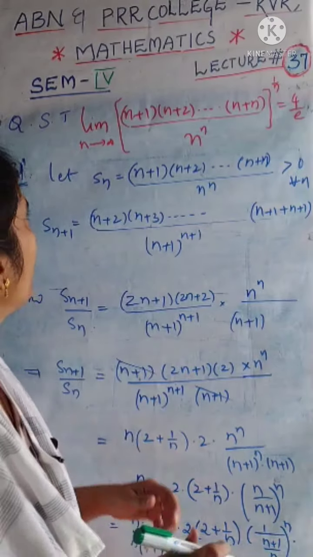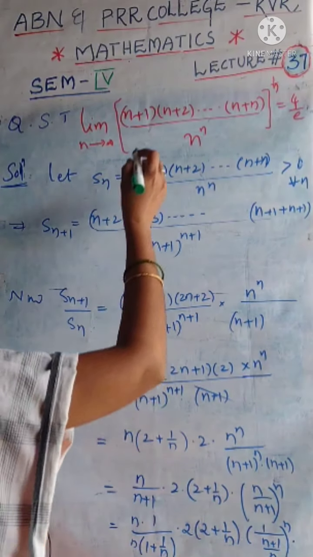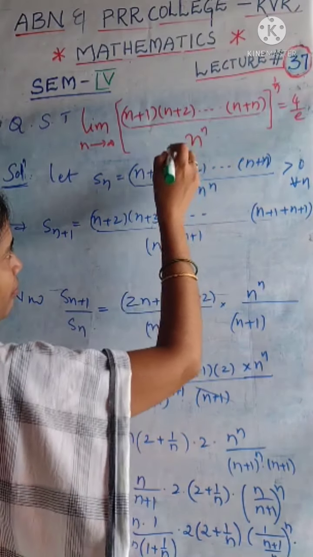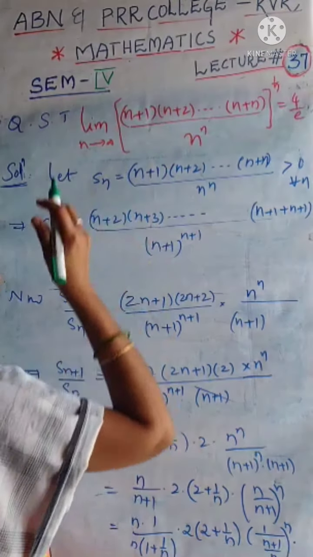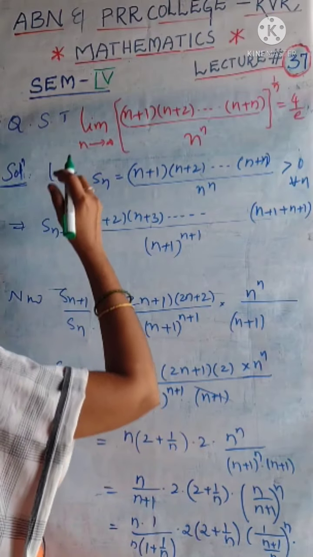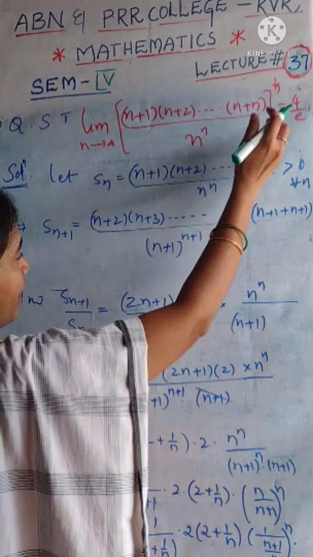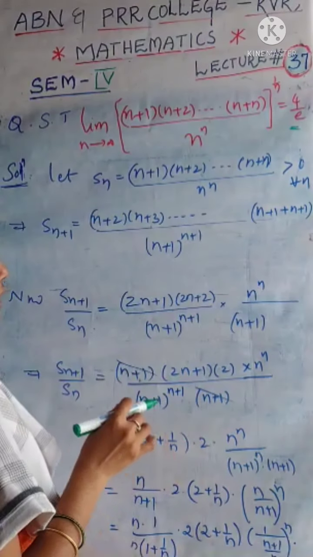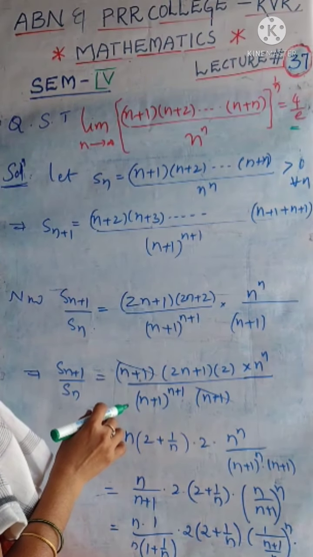Coming to the question, we want to show that the limit of (n plus 1)(n plus 2)(n plus 3) and so on up to (n plus n), by n^n, whole to the power of 1 by n, when n tends to infinity is 4 by e. We have to show that this limit, when n tends to infinity, is 4 by e.